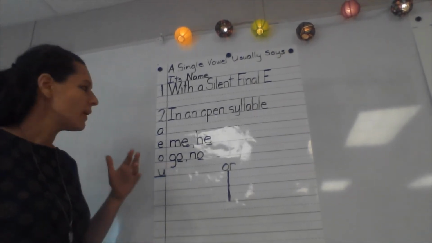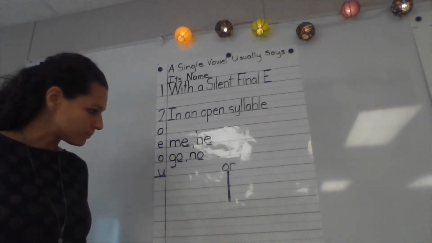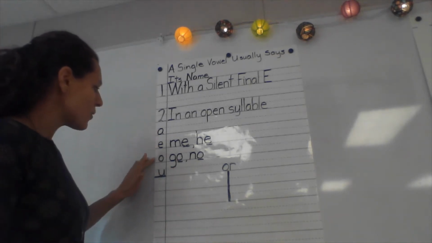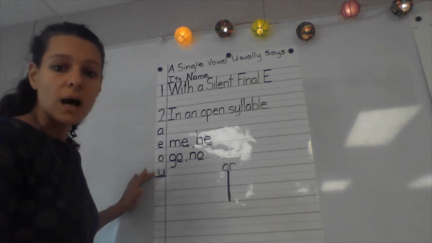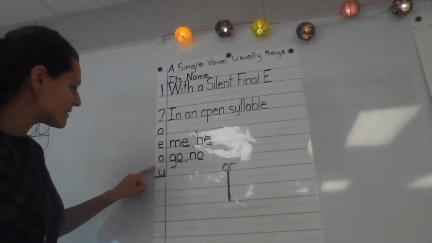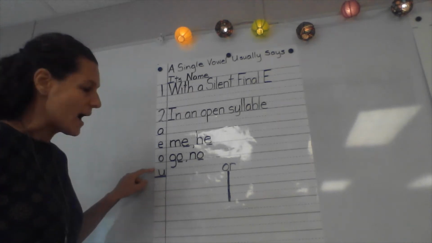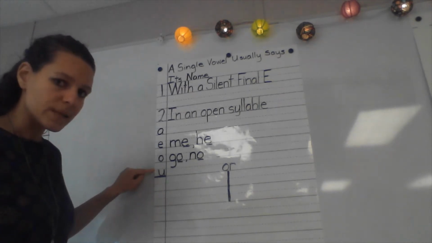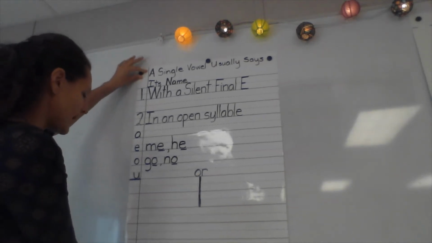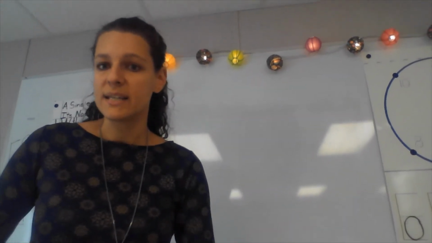Very good. But you probably noticed yesterday we only talked about 4 vowels and we have 6 vowels. So we said these were our more consistent vowels. Today we're going to talk about our less consistent vowels. So let's look at the list of vowels that we have. Which vowels are missing? Very good. Our I is missing. And what else is missing? Excellent. Our Y is missing. So I and Y are our less consistent vowels. So they have a different rule.